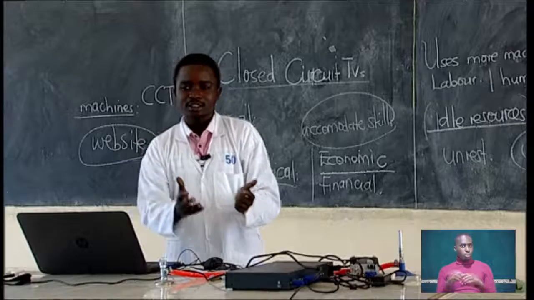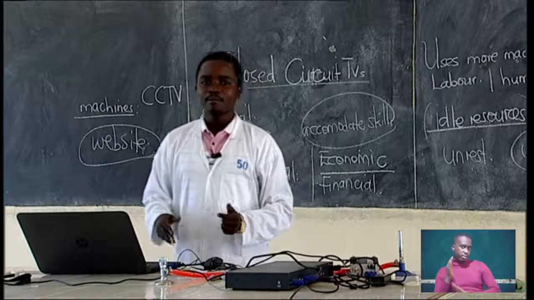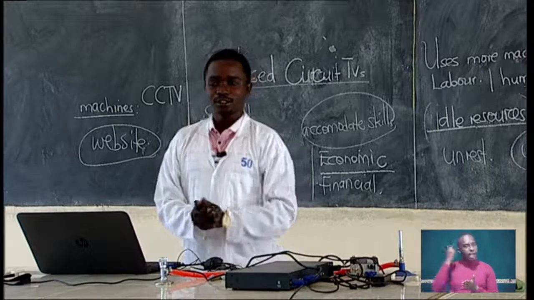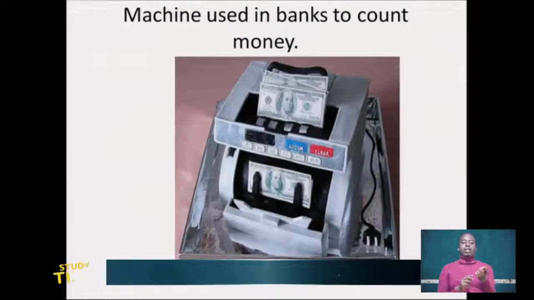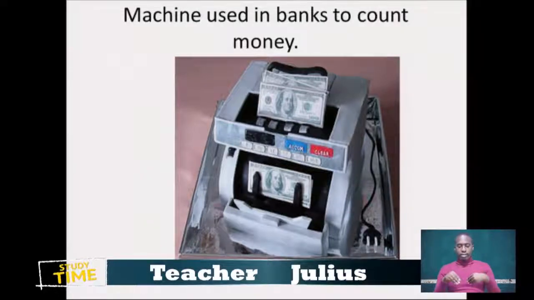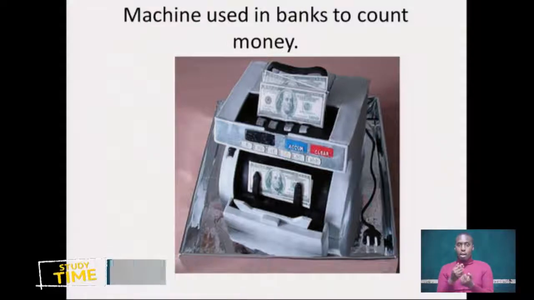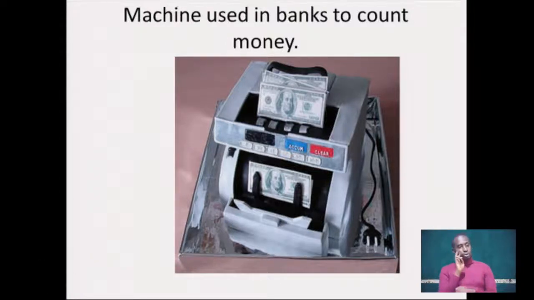Instead of first burning charcoal such that you heat it, you use that technological device. So we have this one now: the machine used in banks to count money, large sums of money. You can check, it does it very fast. If you have like 1 million using hands, it may be very hard, and you may surely do it wrongly. So in this case, when you use that one, it will simplify the task. It will do it very fast.